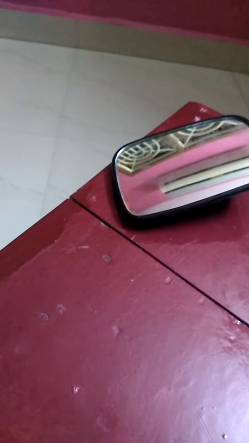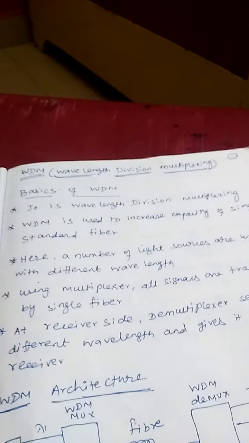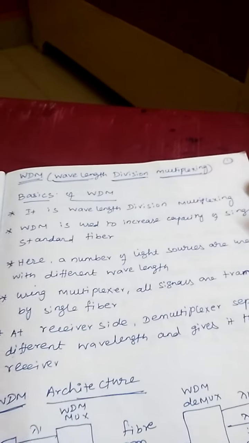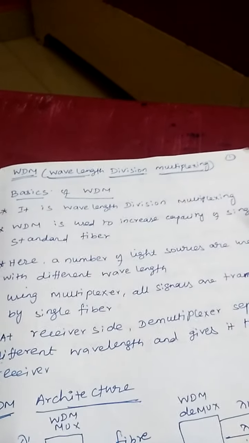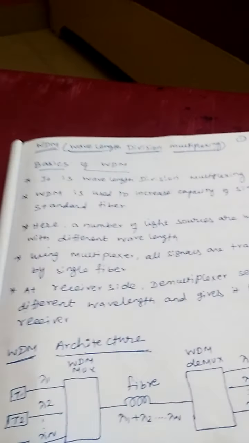The basics of WDM: it is wavelength division multiplexing. WDM is used to increase the capacity of a single standard fiber. In the WDM technique, a number of light sources are used with different wavelengths: lambda 1, lambda 2, up to lambda n, for the different wavelength sources.